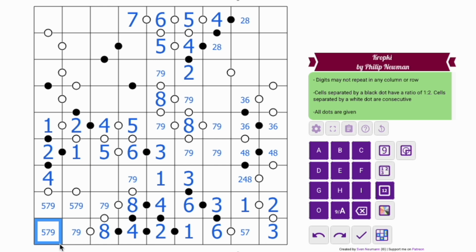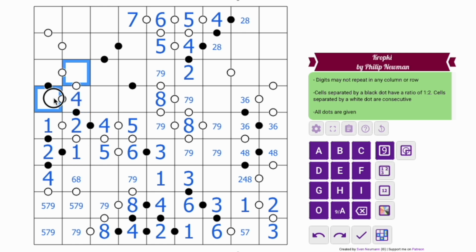5, 7, 9. And then this has to go to 4, 6, or 8 to be adjacent to this, and 4 is accounted for right there. So it is a 6 or 8. This 2 has to be, we can't have it down to 1 because of the 1 here. So this is a 4.